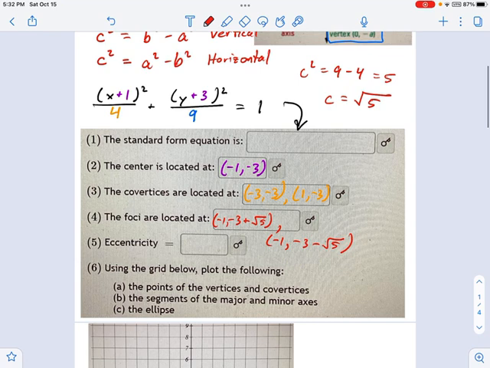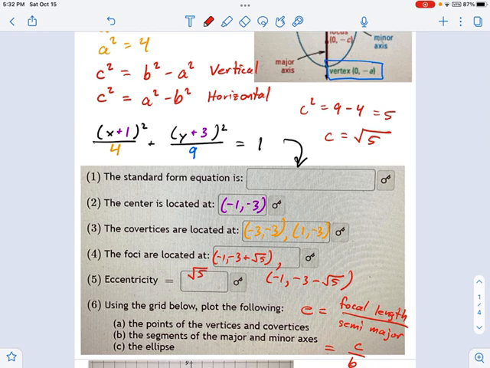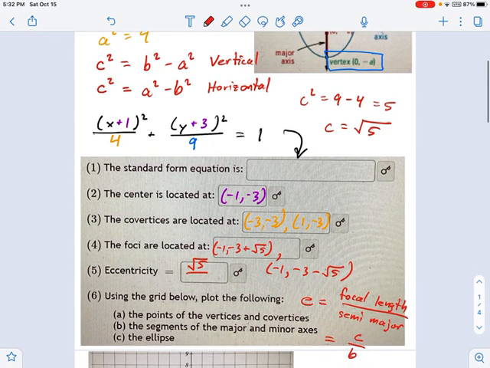The eccentricity is very straightforward. All you do for that is you remember this formula. It's the focal length, that's the c value, divided by the semi-major axis, which for us, with a vertical ellipse, is going to be c divided by the b value. So we already talked about what these things are. c is radical 5, and b is 3. So this is just going to be radical 5 over 3.